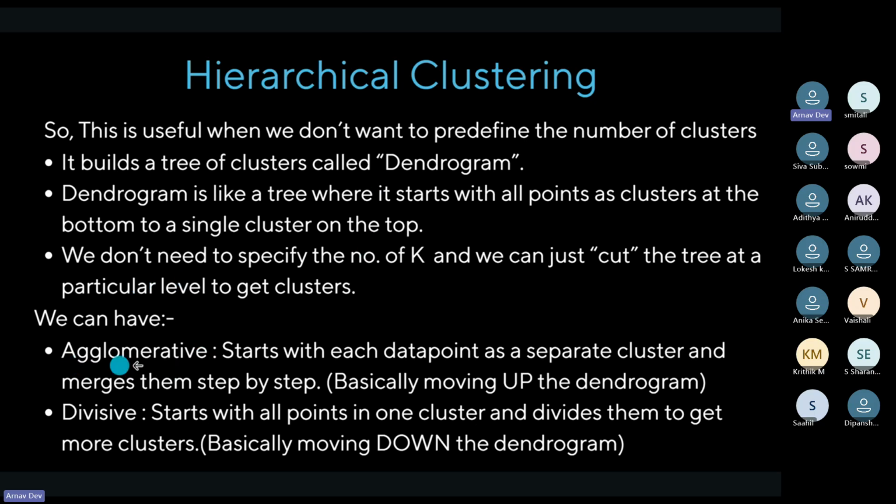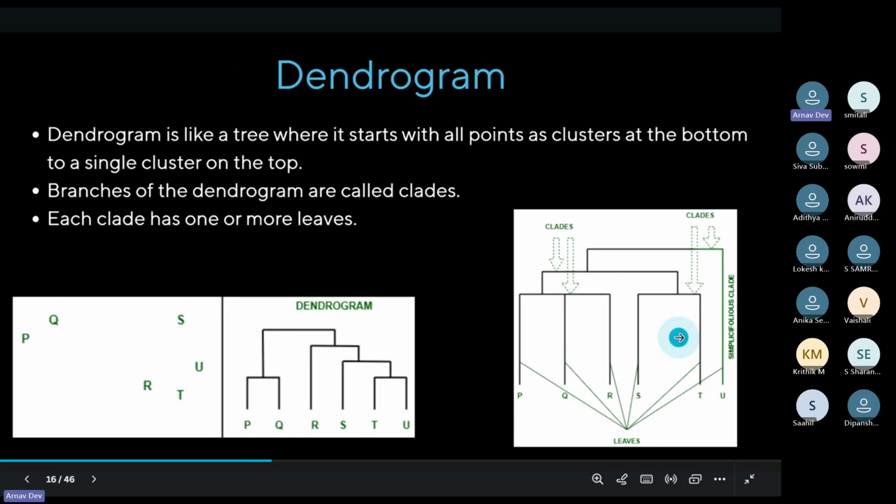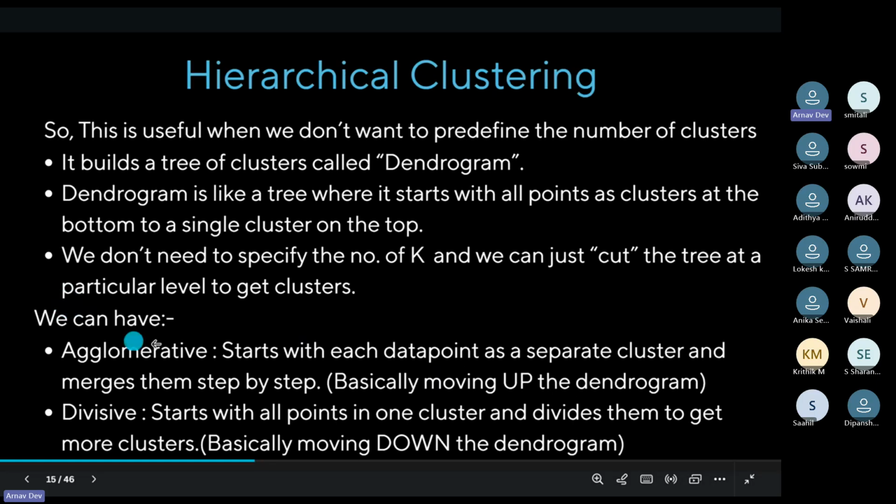The first is agglomerative clustering, which starts with each data point and merges them step by step until only one cluster is left. Divisive clustering starts with one cluster and goes on until all data points are separate clusters. One of them moves up the dendrogram, and one moves down the dendrogram. I hope that is clear.